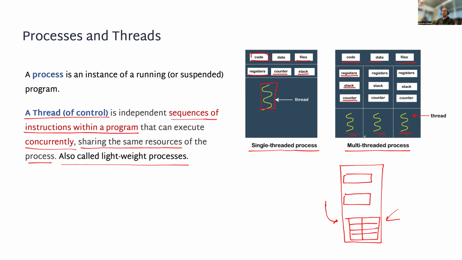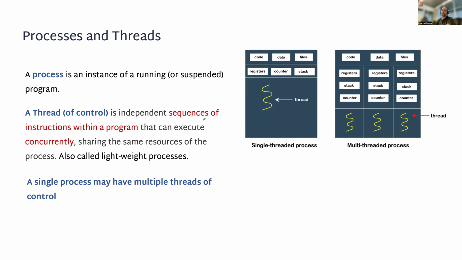But keep in mind, switching between threads, which is technically called context switching, is not a cheap process, so it's expensive. So you should have some sort of control over your threads. Okay, so enough about threads. You have already studied that in the operating system class. As mentioned, a single process may have multiple threads of control, right?